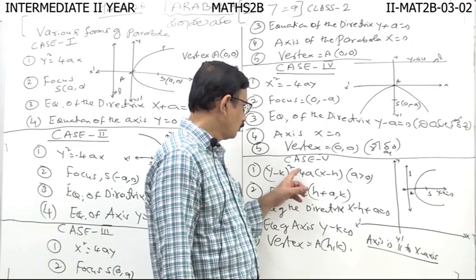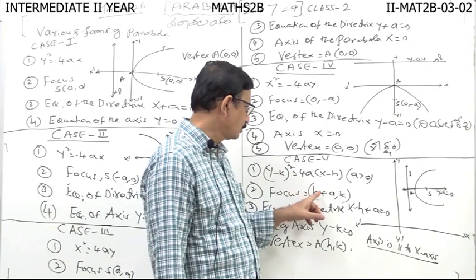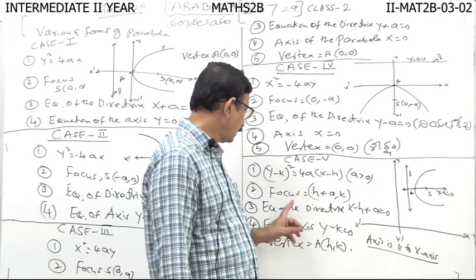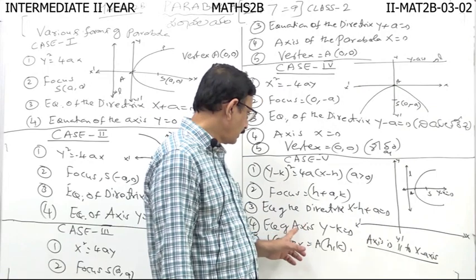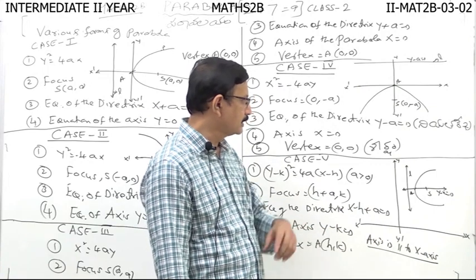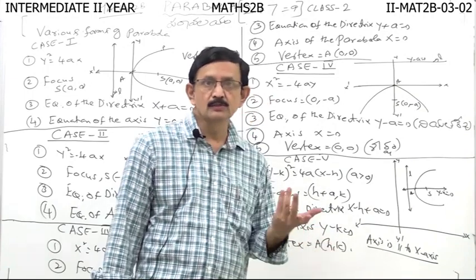(y minus k) whole square is equal to 4a into (x minus h), and focus coordinates (h plus a, k), and the equation of directrix is x minus h plus a is equal to 0. The equation of the axis is y minus k is equal to 0. Vertex coordinates is (h, k), that means it's non-zero.